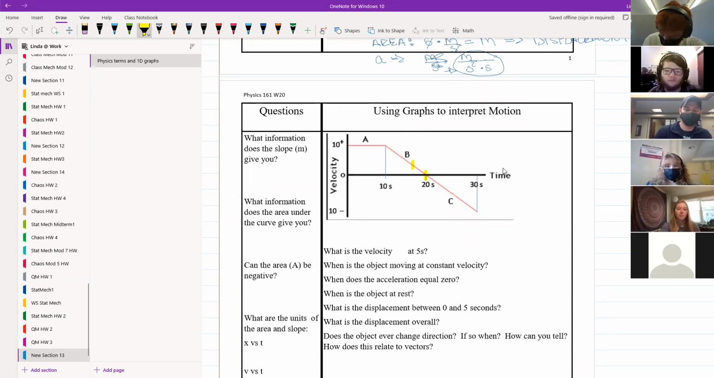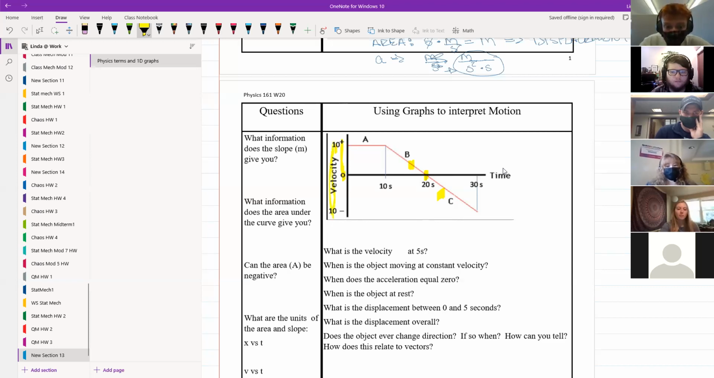Don't forget you have values over here. Granted, I don't have specific values there, but I know that I go from 0, so I'm stopped, up to 10 meters per second. So if I'm looking at B, I'm starting at some amount greater than 0, and at 20, I'm ending up at 0. So I'm definitely slowing down. Too many people get hung up on, well, I have a negative slope, so therefore I must be slowing down. And then you get hung up on this one because you say that's a negative slope, so I'm slowing down. And then it turns out you're not. Remember, look at your axes.